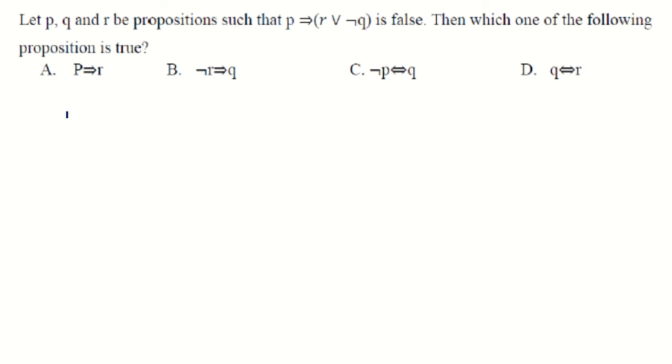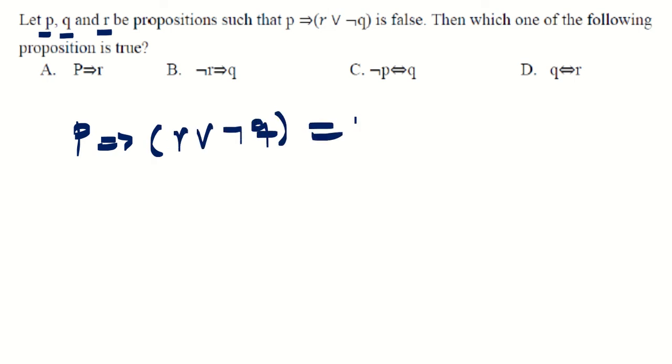The next one says: let P, Q, and R be propositions. P implies (R or negation Q) is false. In case of implies, to be false, the premise must be true and the conclusion part must be false. So what can we understand from this? The truth value of P is true.